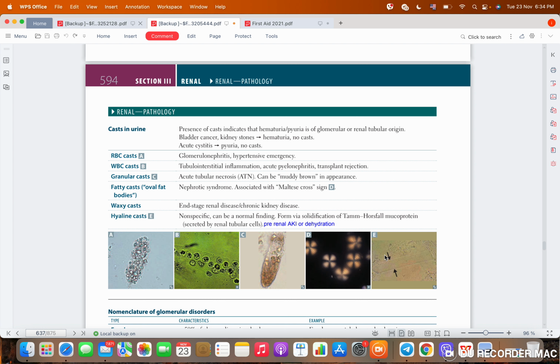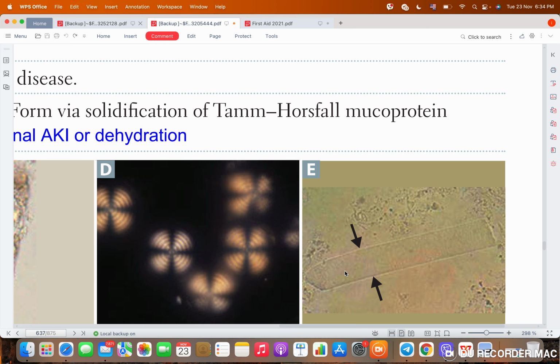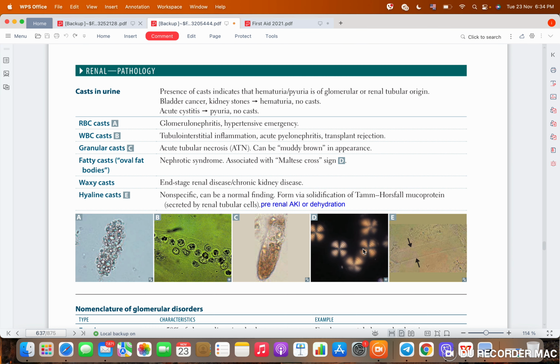Now the last one, hyaline cast. It's non-specific, actually not relevant even clinically, but why are we studying it? We are studying it so when you see it, you will not be thinking about a really bad pathology related to the kidney while it's something else. So the hyaline cast looks something like this. Can you see what is inside of it? Exactly, nothing. So it's non-specific, can be a normal finding, formed via solidification of something called the Tamm-Horsfall mucoproteins, which we'll speak about a little bit later.